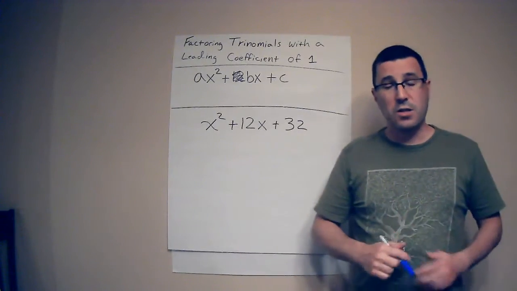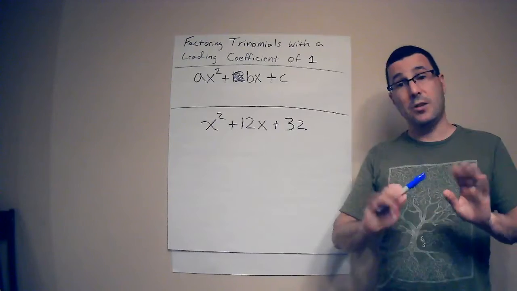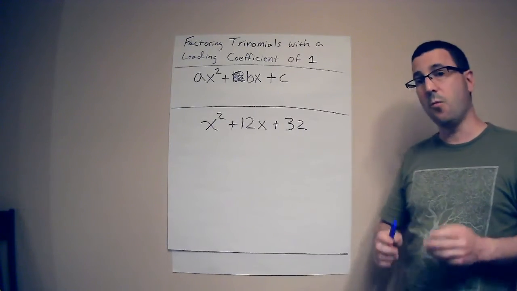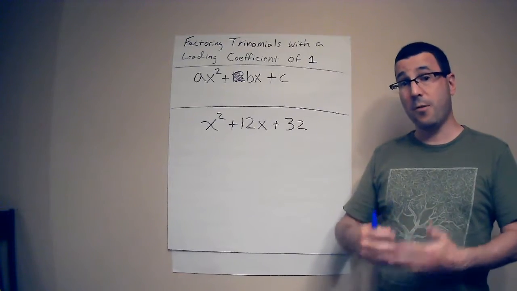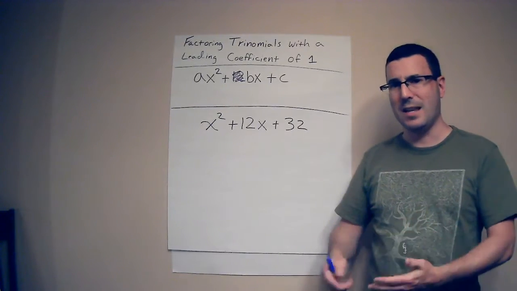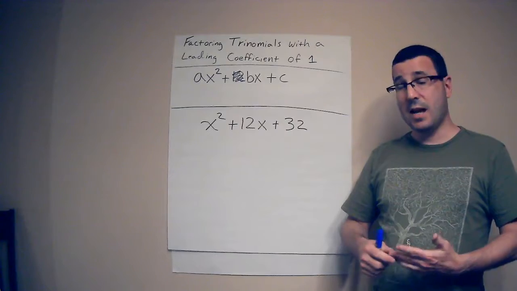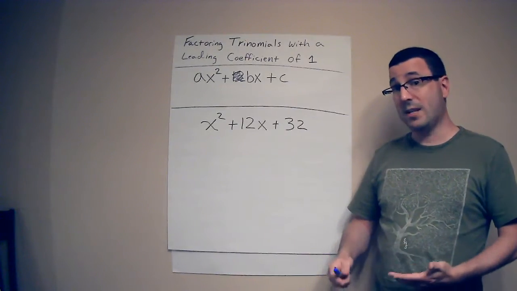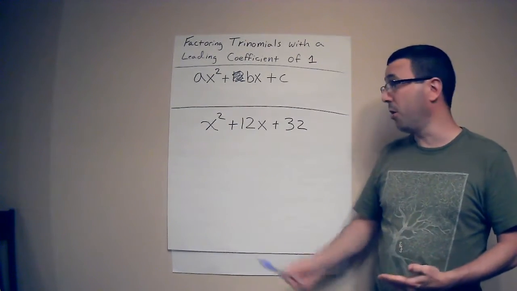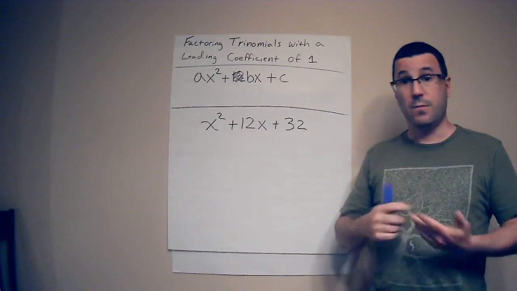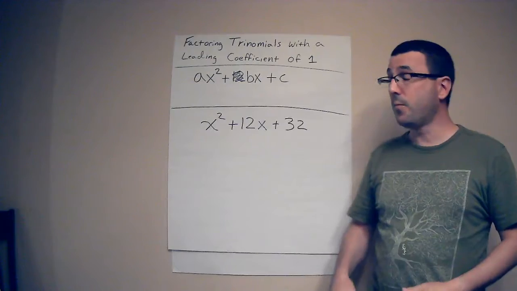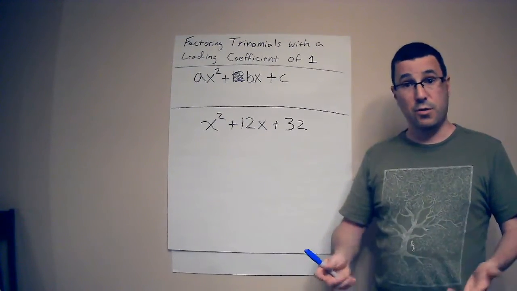Actually, even before that, what I'm first going to do is run through my first two factoring methods to see if I need those first. I'm always going to ask myself, is there a greatest common factor between the three terms: x squared, 12x, and 32? In this case, no. Then we go to difference of two squares.